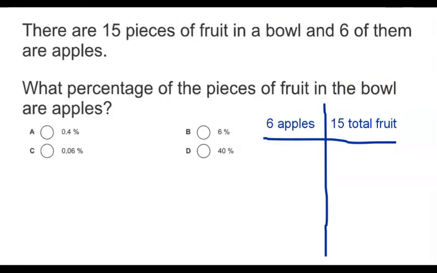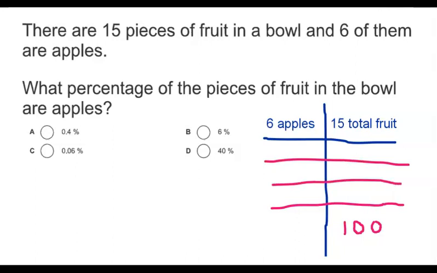Okay, so actually this is the last one. It says there are 15 pieces of fruit in a bowl. So there's 15 total pieces of fruit. And 6 of those 15 are apples. So what percentage of the pieces of the fruit bowl are actually apples? Okay, well, I know that I want my total. Anytime you want the total and you want a percent, you just make it 100%. So let's do that and let's make a couple lines and see if there's a way that we can get to that 100%.